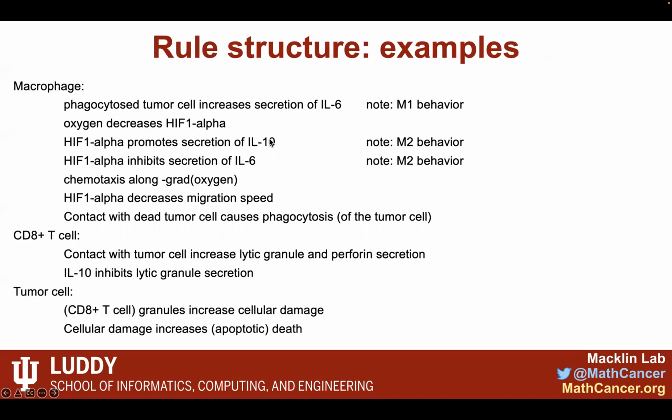And so really we want to be able to structure rules like: macrophage upon phagocytosis of a tumor cell will increase secretion of IL-6, a pro-inflammatory factor, or CD8 positive T cell upon contact with a tumor cell may increase its lytic granule and perforin secretion rate, which has a very local diffusion rate. So basically on contact, it's going to start doing something.